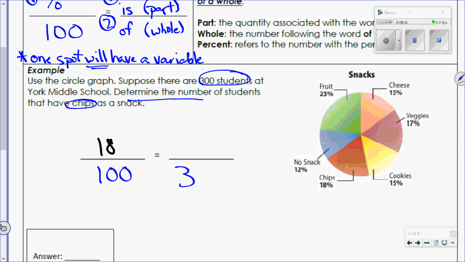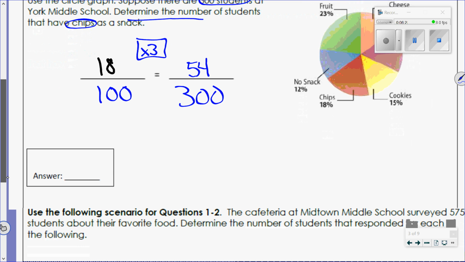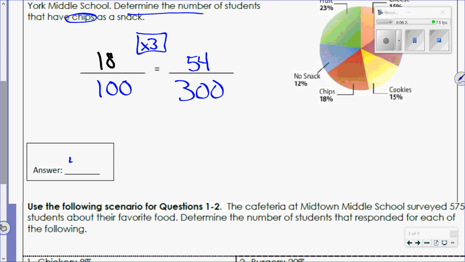So that's our whole. So now we're back to our mystery box. How do I go from 100 to 300? Times 3. So guess what I do with 18? Multiply by 3. Times 3, which is 54. Okay, so our answer is 54 students.